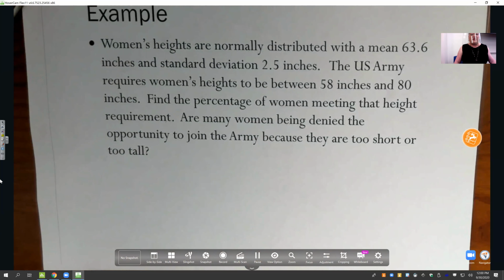The U.S. Army requires women's heights to be between 58 inches and 80 inches. Find the percentage of women meeting that height requirement. Are many women being denied the opportunity to join the Army because they are too short or too tall? Okay, so a couple things.